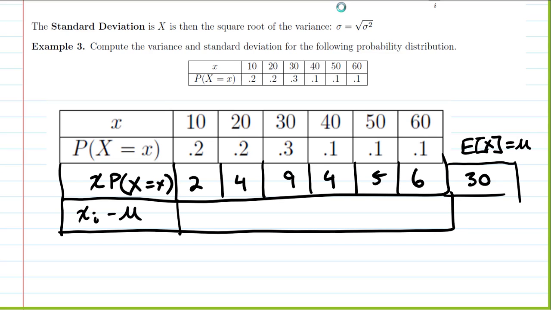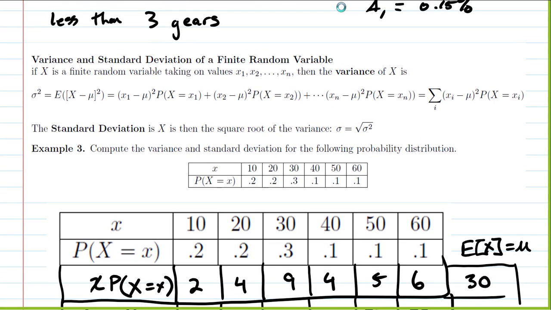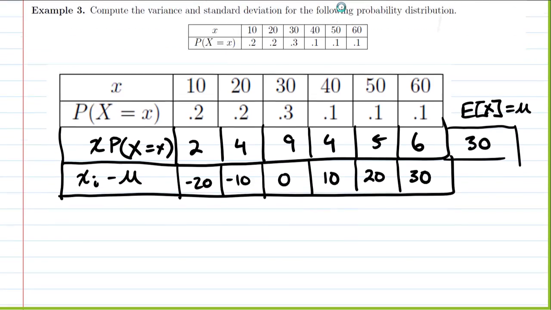So 10 minus 30 is negative 20. 20 minus 30 is negative 10. 30 minus 30 is 0. 40 minus 30 is 10. 50 minus 30 is 20. And 60 minus 30 is 30. So that's our x minus mu. But we don't need x minus mu. We need (x minus mu) squared.